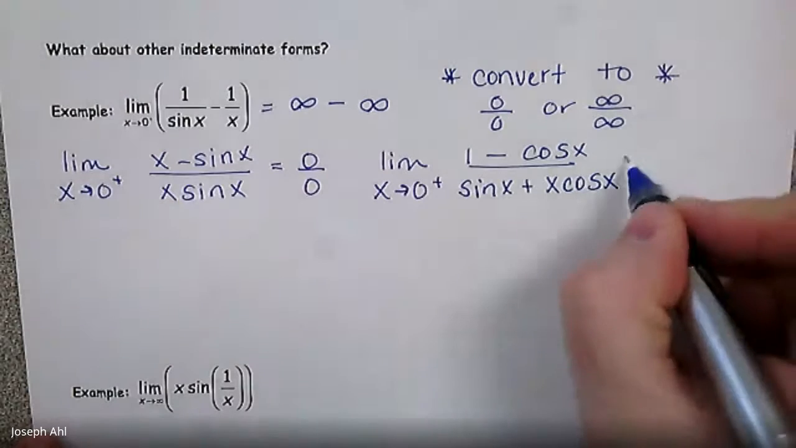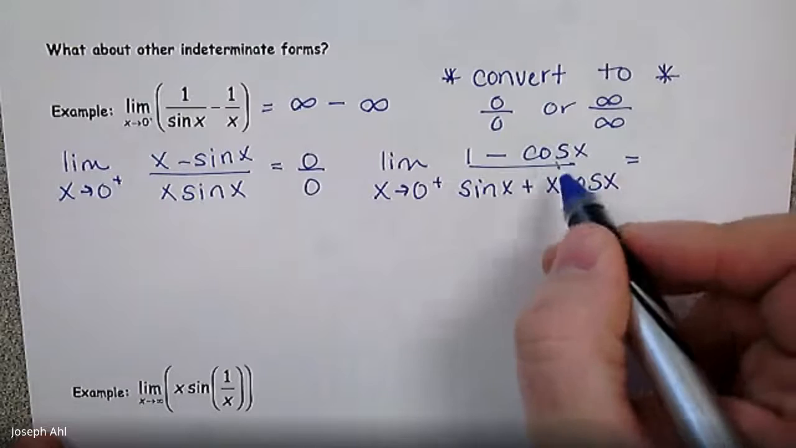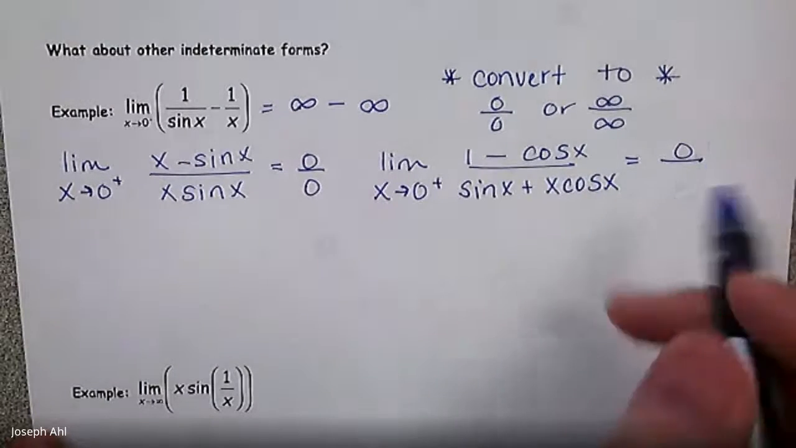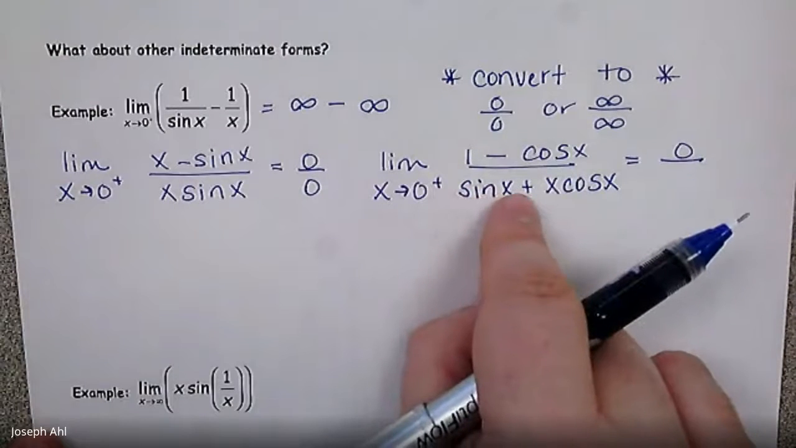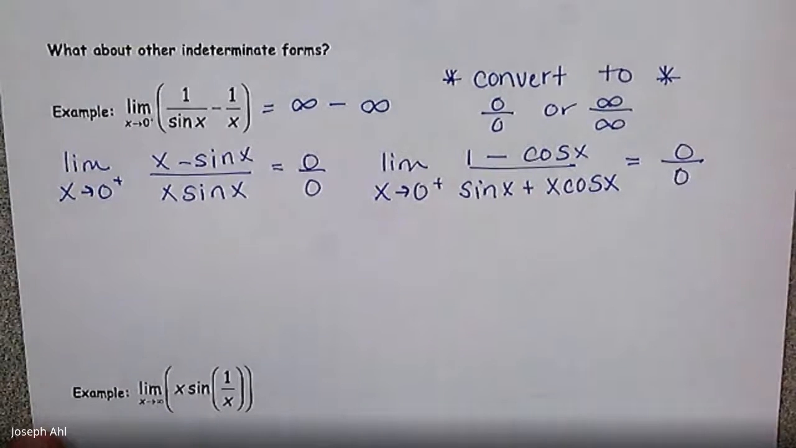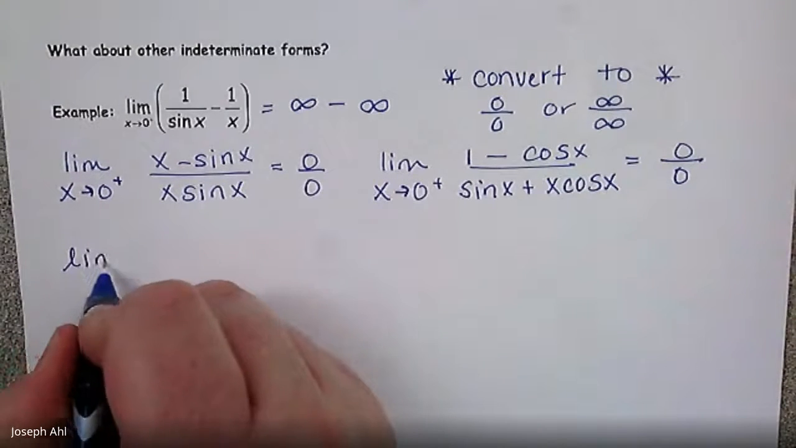All right, so then when I plug in 0, we get 1 minus cos of 0. Cos of 0 is 1, so 1 minus 1 on top is 0. Doesn't mean it's definitely going to be 0 over 0, but let's see what happens on the bottom. We get sine of 0, which is 0, plus 0 times something. Okay, so we get 0 over 0 again. All right, let's keep going.